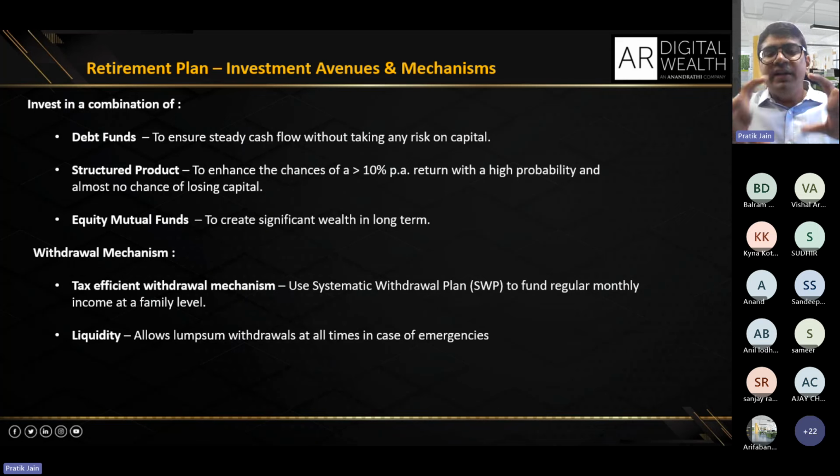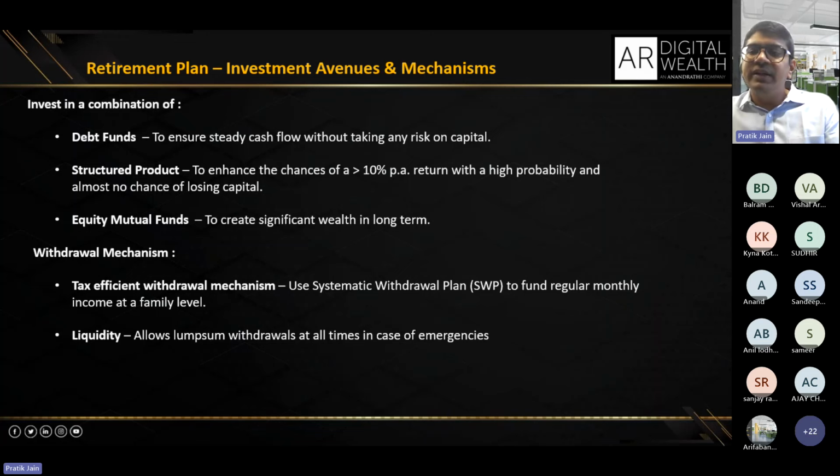So this combination of debt funds, structured product and equity mutual funds, we use the withdrawal mechanism, which is the tax efficient withdrawal mechanism, the systematic withdrawal plan, to fund regular monthly income. This is tax efficient as well, because the products which we have included have much more tax efficiency. That is something which can help you plan your investments and you can see how the value can grow. And it allows liquidity as well.